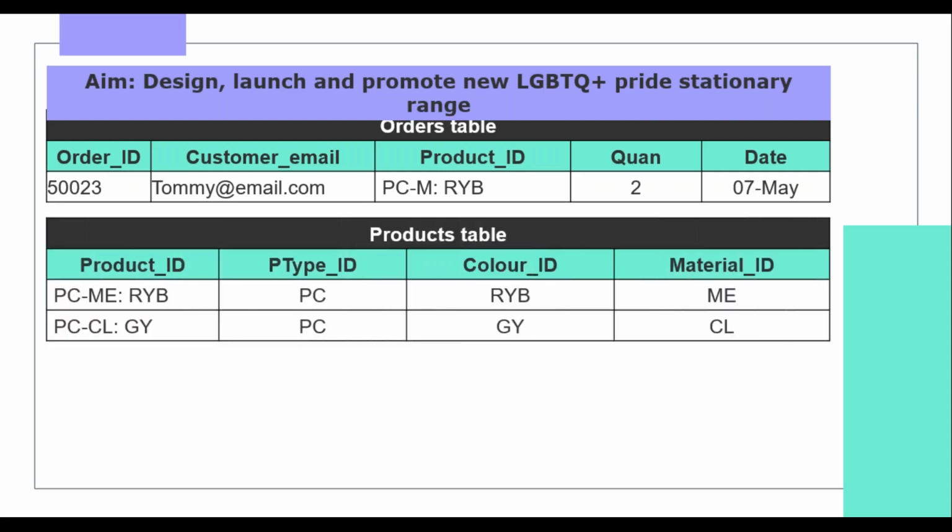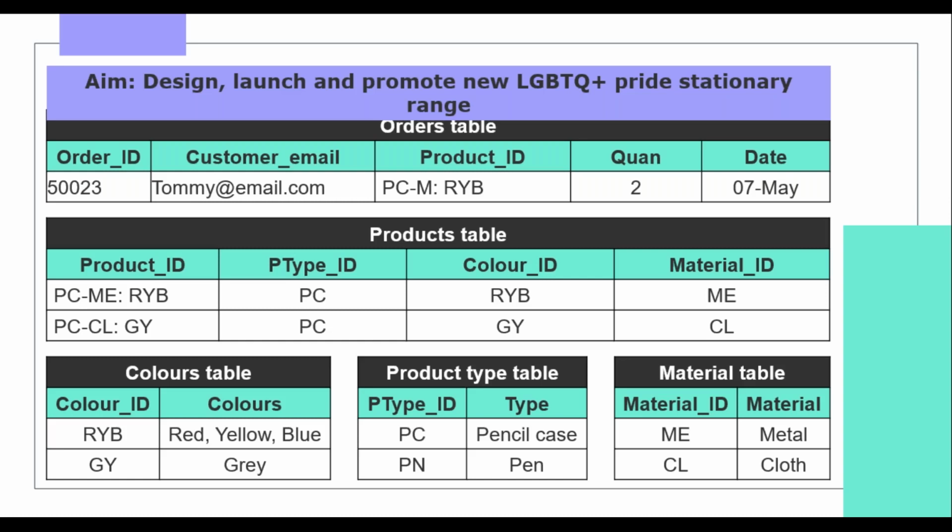The company has other products, data sheets which contain information about their already existing product range with ID codes about the type of stationery it is, the colour of the products and the material it's made from. And the proper worded description for these ID codes are contained in another identifier data set.